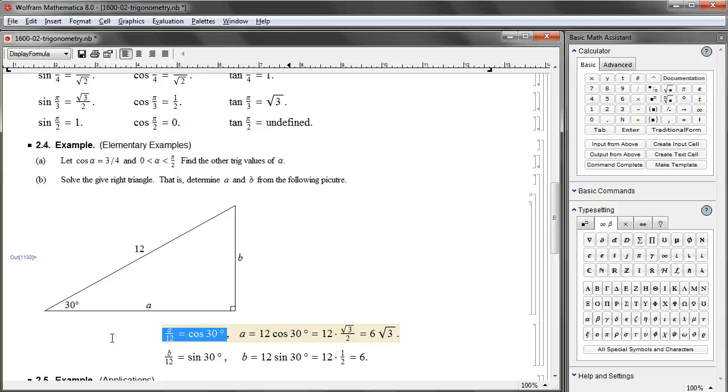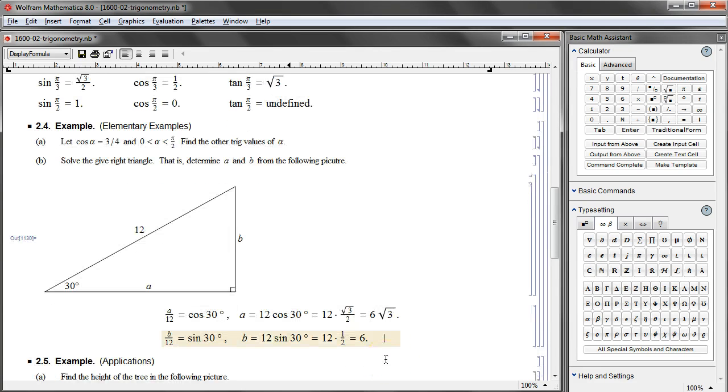How do you find out B? We can use this sine function. B over 12 is opposite over hypotenuse, so that's sine of 30 degrees. So cosine of 30 degrees is square root of 3 over 2. So after a little bit of algebraic manipulation, you can find out A value, 6 square root of 3. And then if you plug in sine of 30 degrees as 1/2, then you can find out B value. That turns out to be 6.